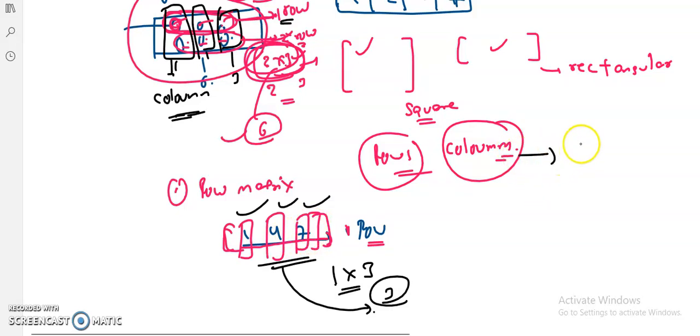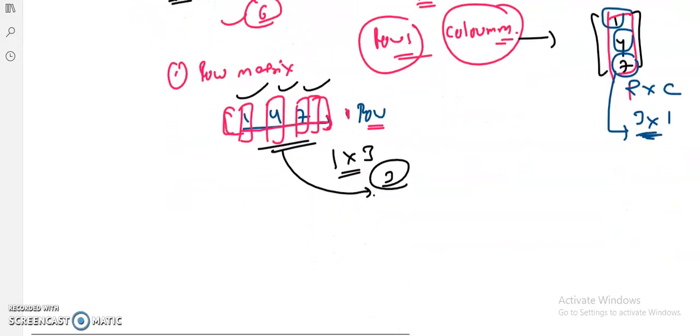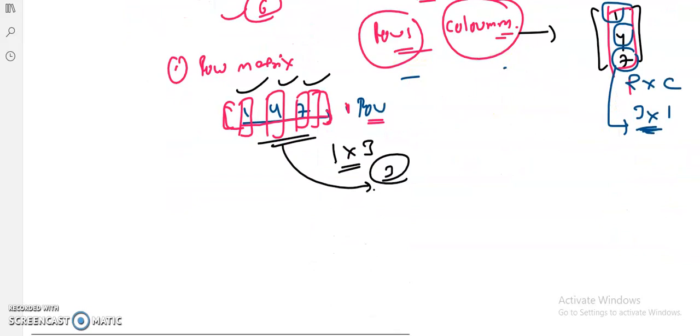And if I say about the column matrix, then we have to write like this: 1, 4, 7. It is a column matrix. So why? Because here it is having only one single column. And how many rows are there? It is the first row, the second row, and the third row. So the order of this column matrix can be given as, first we have to write the rows by columns, right? So how many rows are there here? 3 rows are there. By how many columns? Only one column is there. So the size or order of this column matrix can be written as 3 by 1, right? So like that we can justify the row matrix and column matrix.